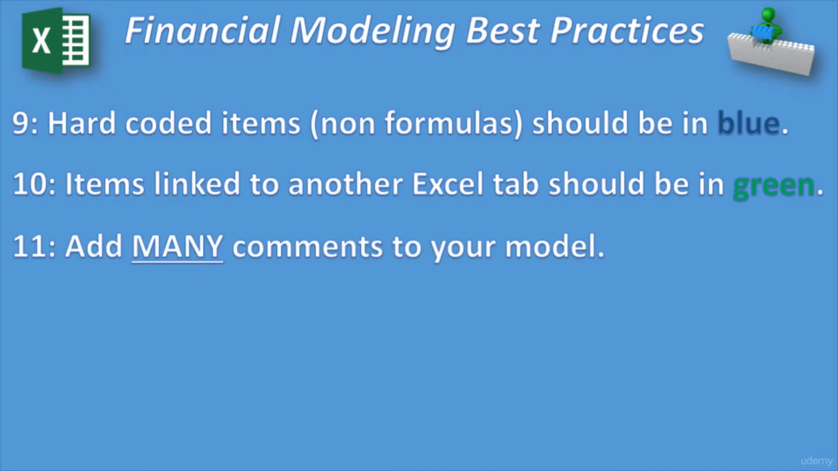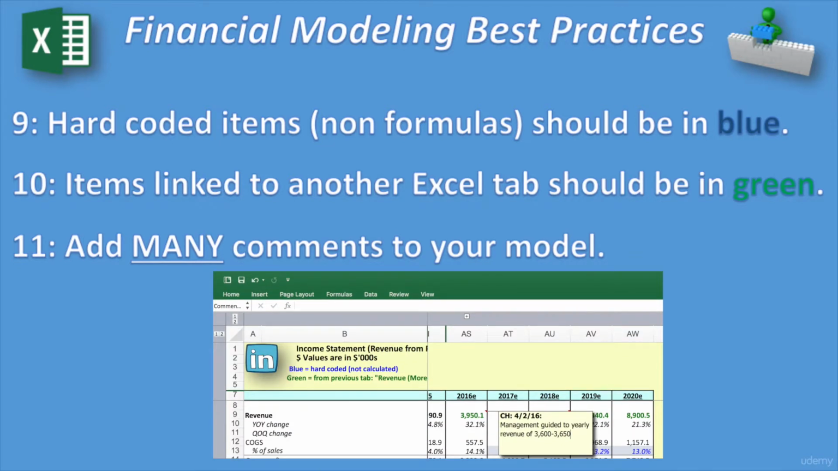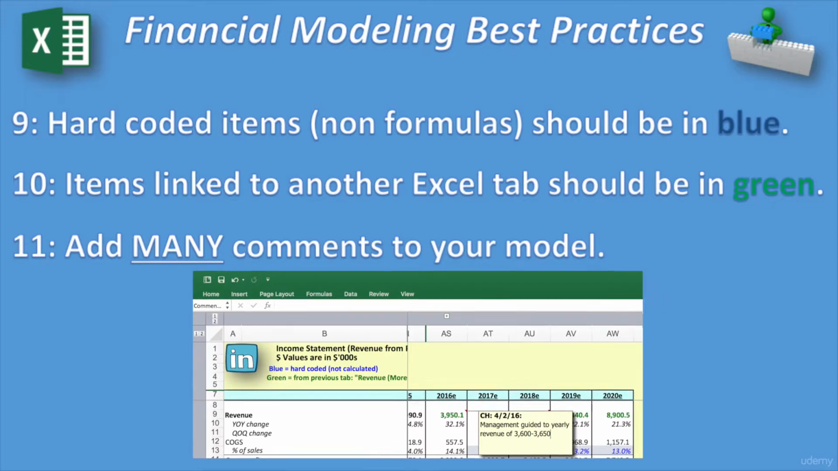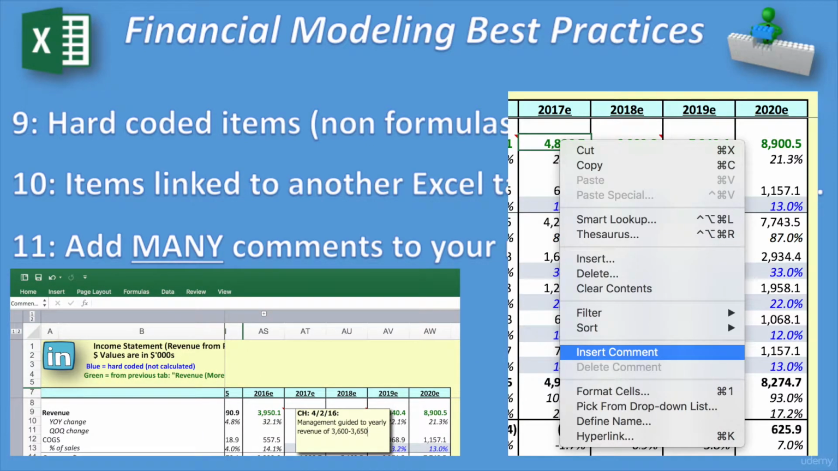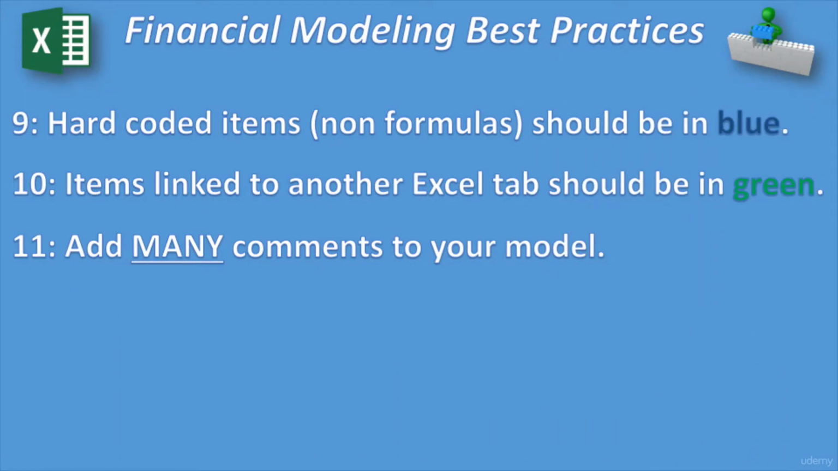Number 11, add many comments to your model, right? In Windows, you type Shift F2 in Excel and you can add a comment. In Mac, what you do is you right-click on a cell and you can add a comment. And the reason you do this is because you'll come back and revisit this model in the future, and it's really confusing if you don't know what you were thinking at that point in time when you entered information in that model, okay? And if you're working on big teams and you enter in comments, you should put your initials first at the beginning and the date as well, just so your team knows who wrote what.